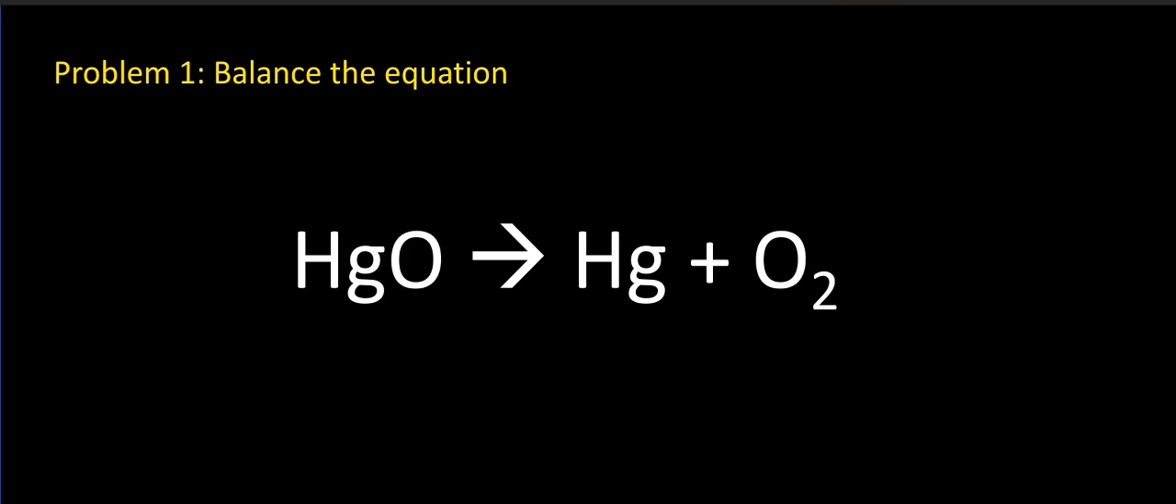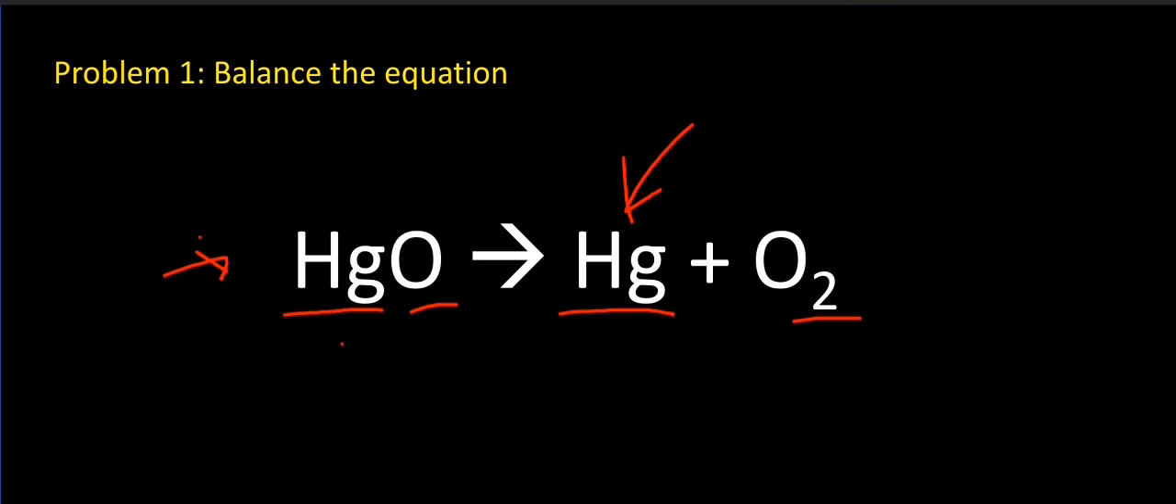On the left side, or the reactant side, we have one mercury atom, and on the product side we have one mercury atom too. But on the reactant side we have one oxygen atom, and on the product side we have two oxygen atoms. That means the number of oxygen atoms is not equal. So we have to balance the number of oxygen atoms on each side.